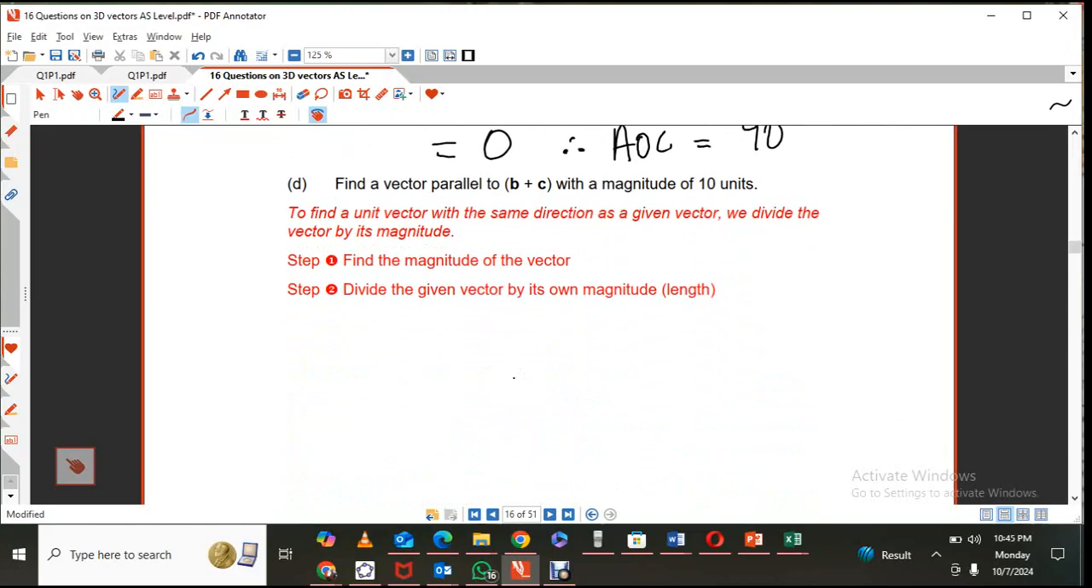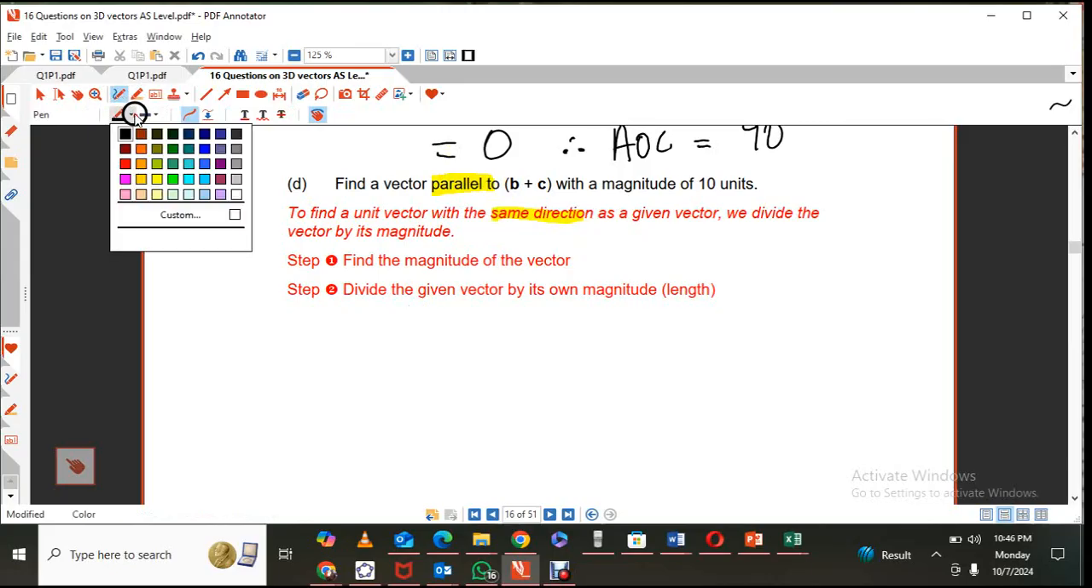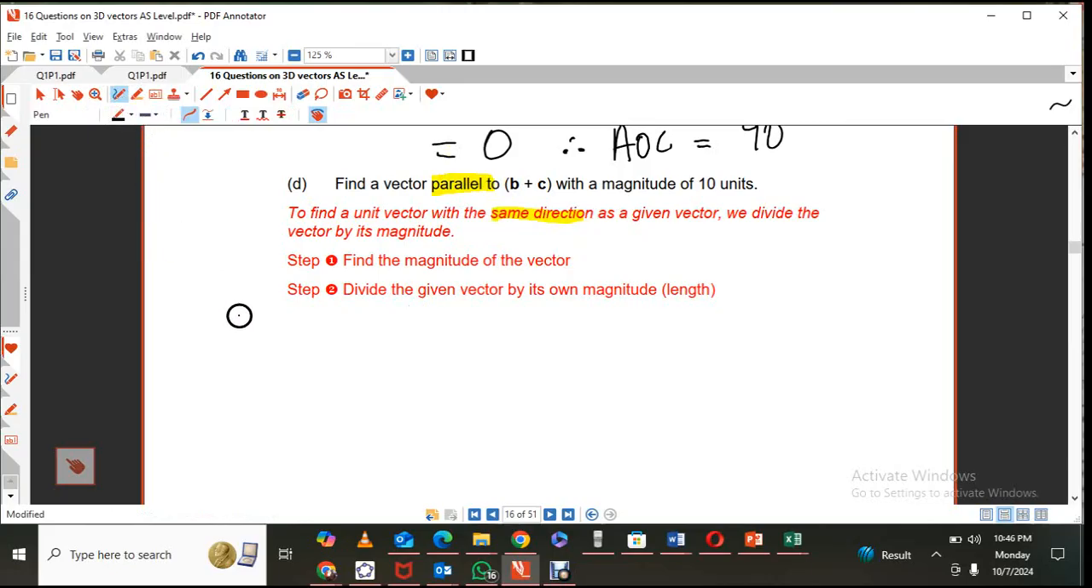Right, when they are giving you these questions, they say find a vector parallel to vector B plus vector C, with magnitude of 10. So the key word obviously here is parallel. And you're also going to hear other words as you go along, like in the same direction. So there is the concept of a unit vector that you need to apply. The one thing that you need to do is find the magnitude of the vector. So we're going to find the magnitude of vector B plus vector C.